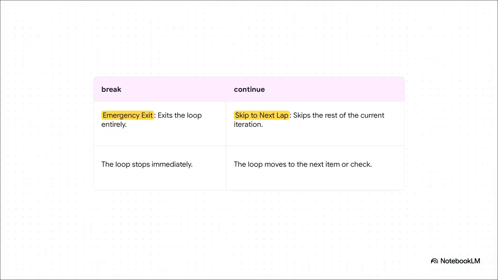We've got two super powerful keywords for this. Think of break as the emergency exit. It just ends the loop right then and there, no questions asked. Continue, though, is a little different. It's like saying, skip this one. It just abandons the current cycle and jumps straight to the next one.